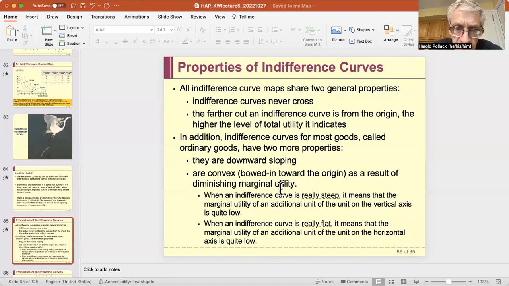Indifference curves for ordinary goods are downward sloping. They have that convex shape, that bowingness. That's what I just said. When an indifference curve is really steep, it means the marginal utility of an additional unit on the vertical axis isn't worth much. When it's very flat, it means an additional unit on the horizontal axis isn't worth much to you. I'm sort of satiated. If Doritos are on the x-axis, and I've had 2,000 Doritos, the indifference curve is going to be pretty flat.